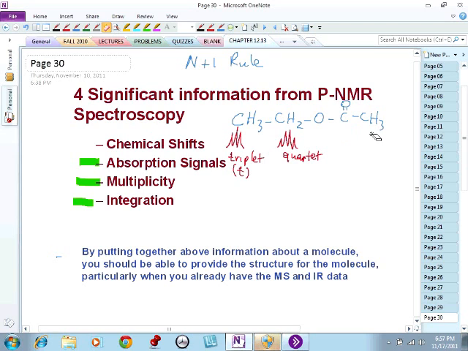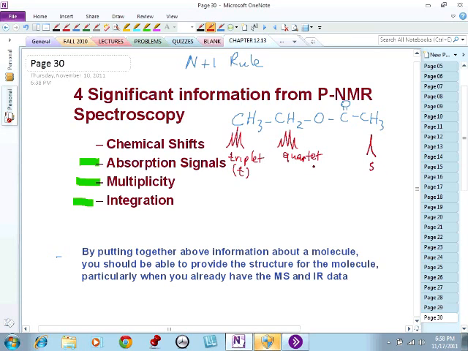Okay. Now, look at this here. What do you think the multiplicity of this will be? This hydrogen here. Singlet. Okay? So this will be a singlet, because it is seeing no hydrogen. 0 plus 1 is what? 1. Right? 0 plus 1 is 1. That's a singlet. So we call that S.